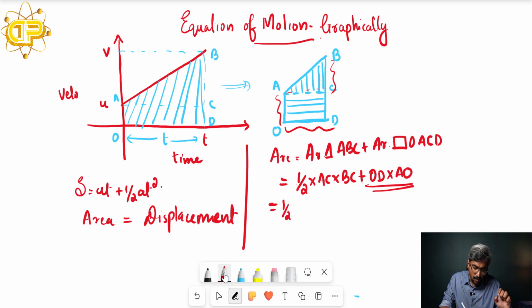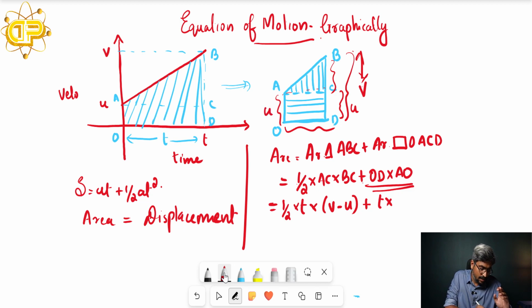So let us see what happens there. Half into, what is AC? AC is nothing but the time t. What is BC? You can see there, BC means this total length is V and this CD is U. If I subtract V minus U, then I will get the remaining portion BC. So it is V minus U, plus OD. OD means time there, into AO. What is AO? It is the initial velocity. So you can say ut.